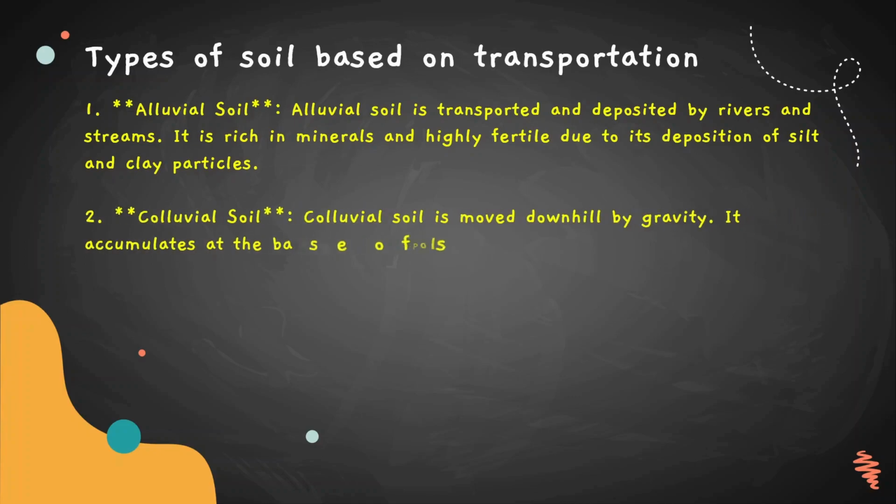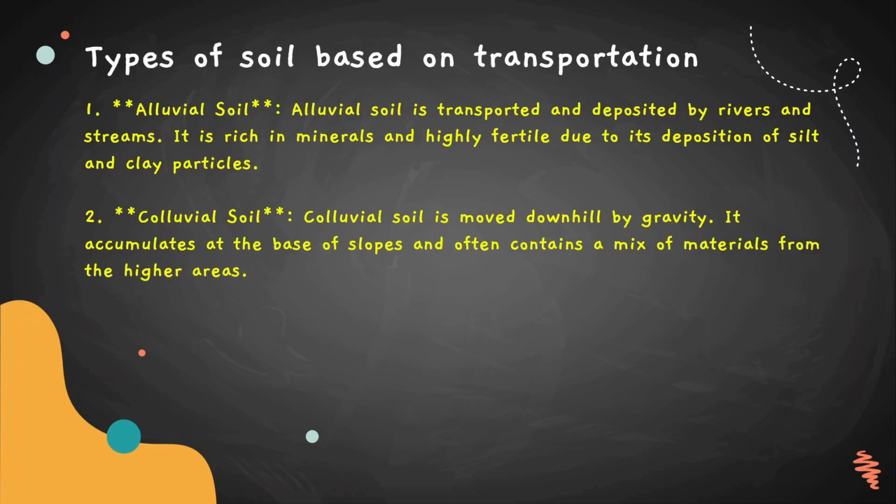Then comes colluvial soil. Colluvial soil is moved downhill by gravity. So here gravity plays a major role in the formation of this soil. It accumulates at the base of slopes and often contains a mixture of materials from the higher areas.